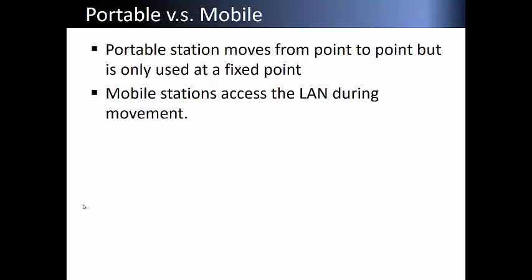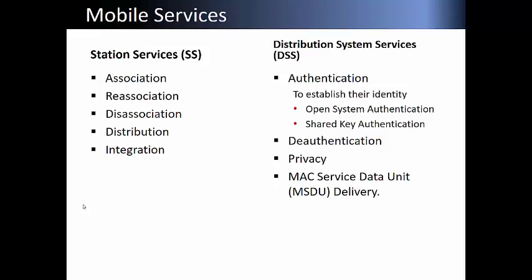Portable and mobile. Portable station moves from a point to point, but is only used at a fixed point. Mobile stations access land during. It's not really a big difference, right? So here is what we want to do. In the mobile services, we have two locations: station service and distribution system services.